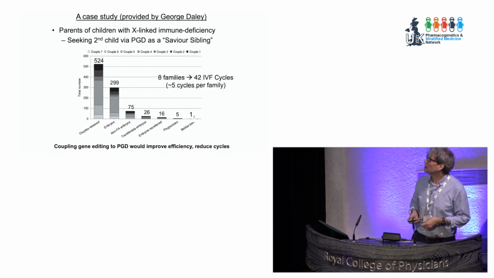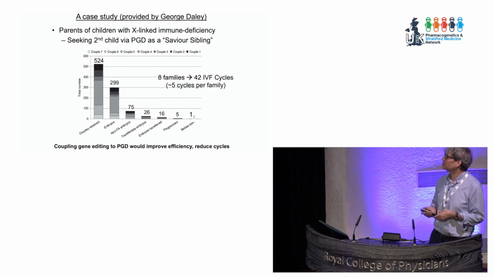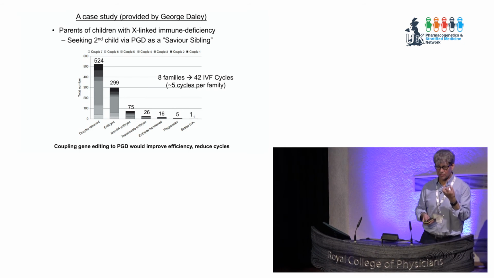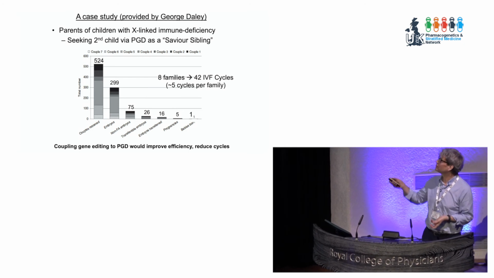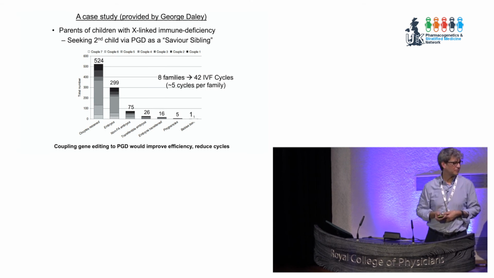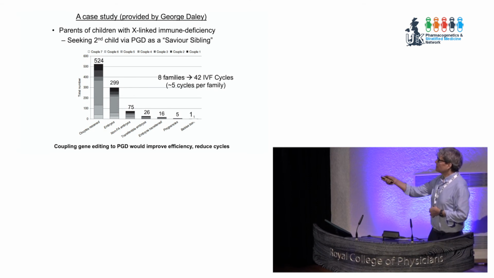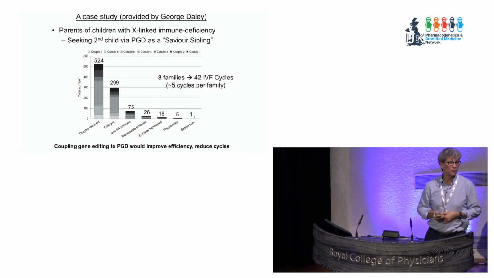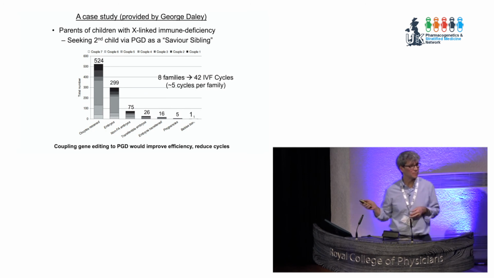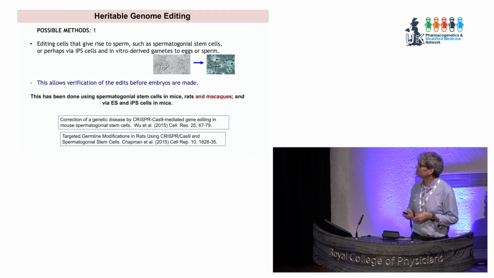And in cases of savior siblings, this is an example provided by George Daley a couple of years ago at Harvard Medical School: 8 families were involved in trying to find an embryo that was going to allow their first child to be cured of, in this case, X-linked immune deficiency diseases. 8 families, about 5 cycles of IVF each family, only 1 baby born from all 8. So only 1 family was able to take home a baby that could be used as a savior sibling. This is very, very inefficient.